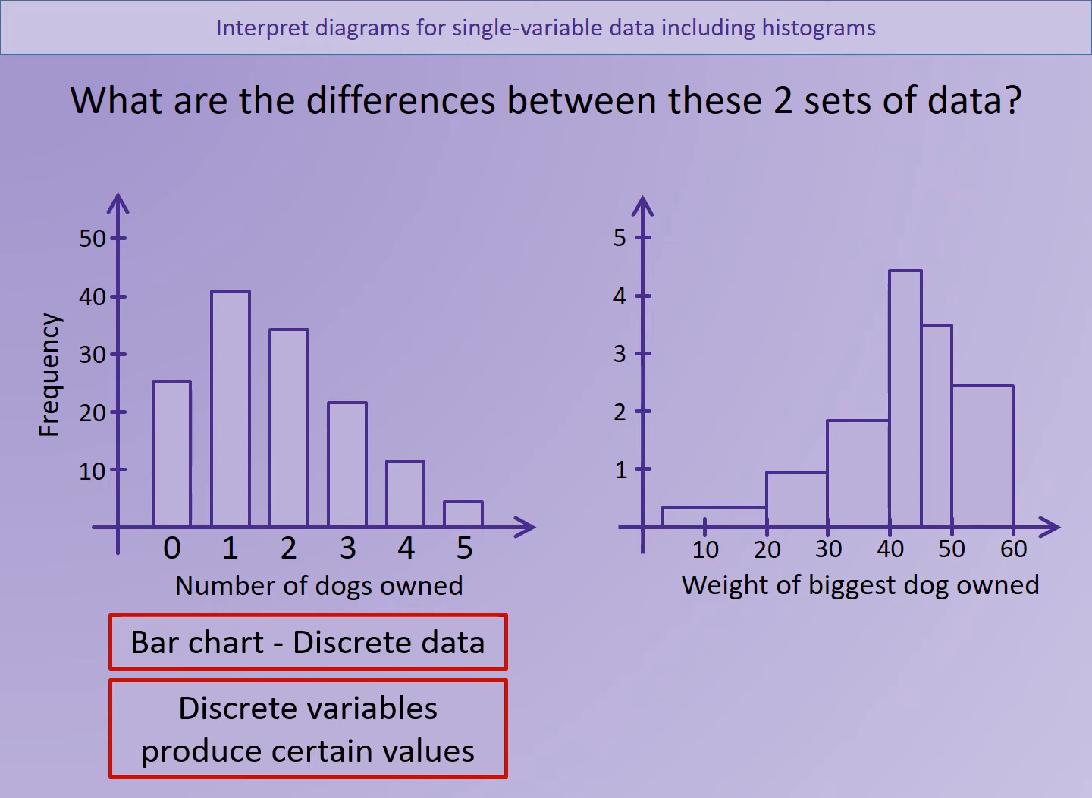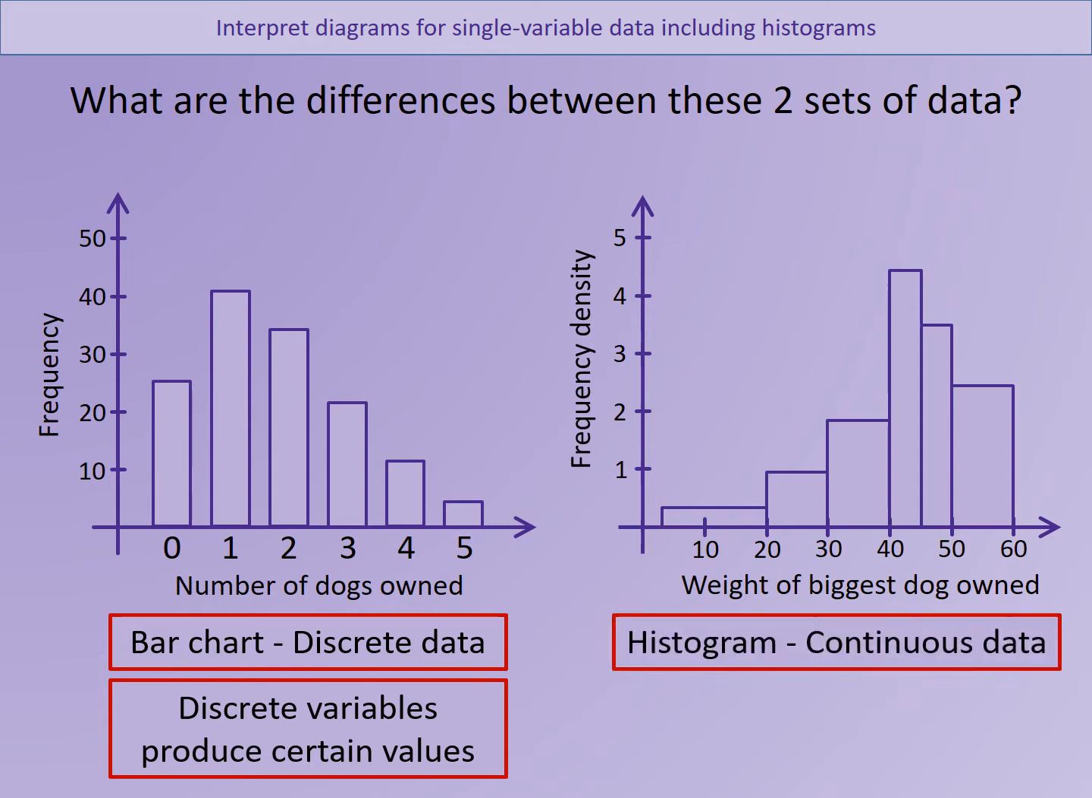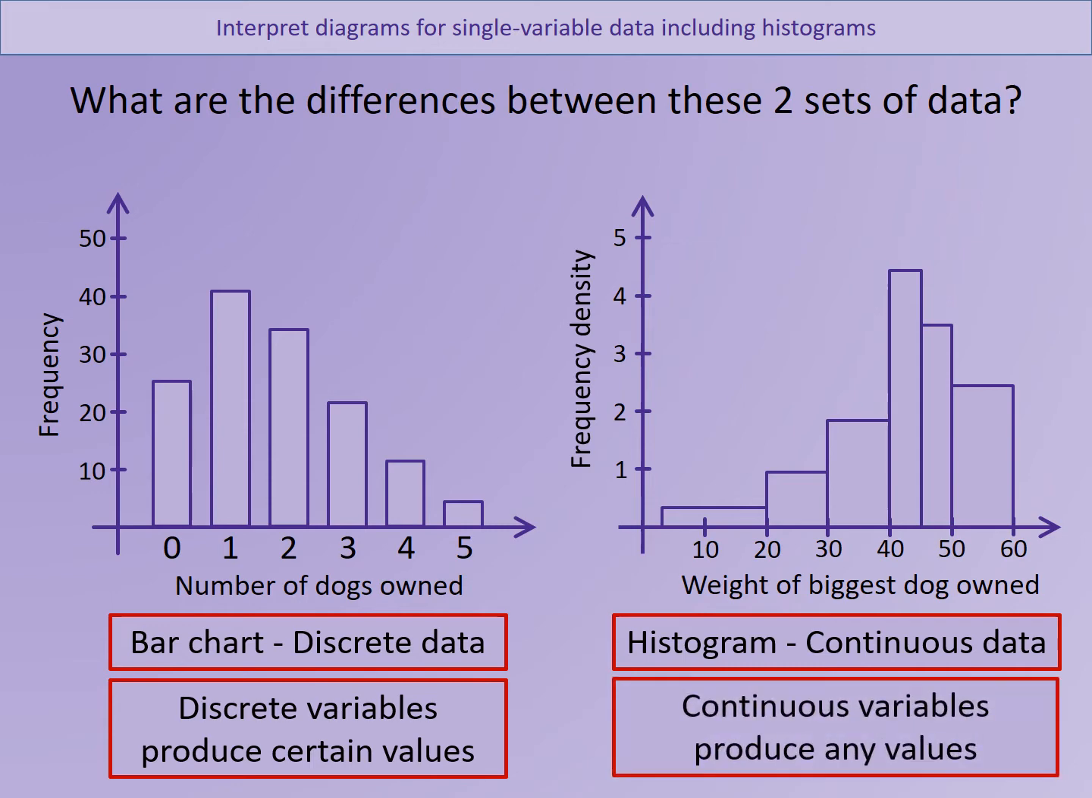categories. Whereas the graph on the right here, this is a histogram and the y-axis will be the frequency density. And we use these for continuous data, so we've got weight going across the x-axis and there are no gaps on this at all. And so this is why this graph is used.